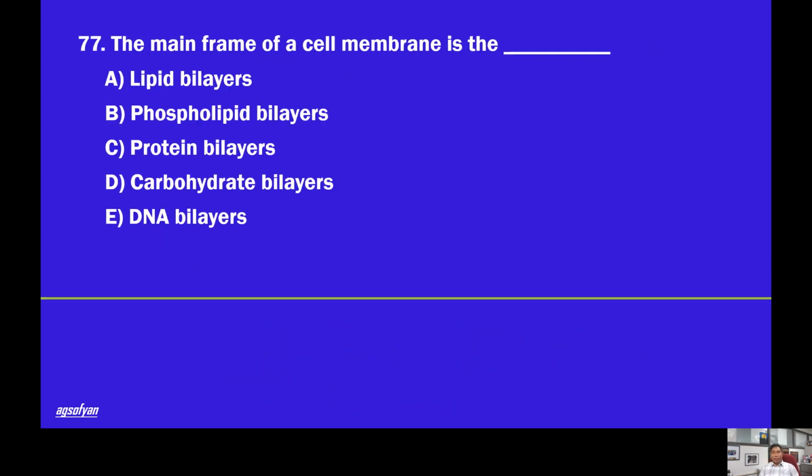Number 77. The main frame of cell membrane is the A. Lipid bilayers, B. Phospholipids bilayer, C. Proteins bilayers, D. Carbohydrate bilayers, E. DNA bilayer. Choose your answer. Yes, the answer will be B. Phospholipids bilayer. Answer A is kind of correct too, because it's lipid, but to be precise, the answer should be phospholipids bilayer.